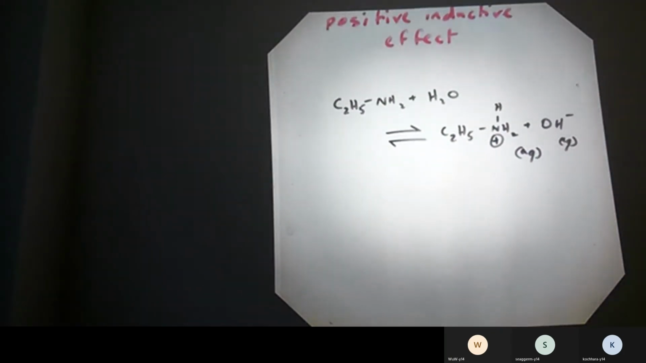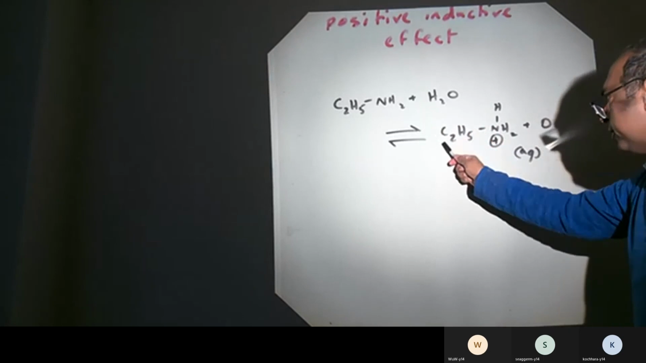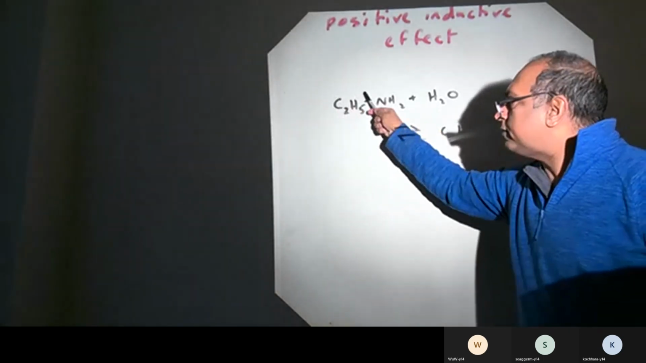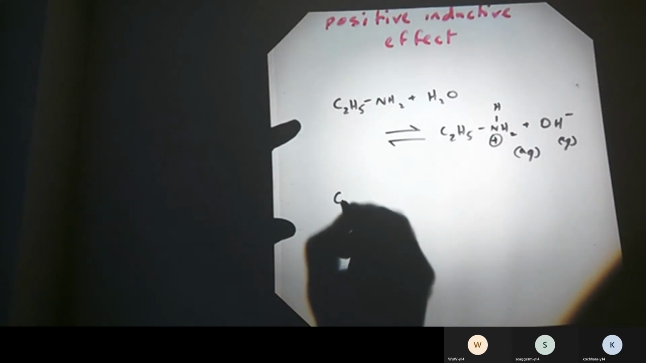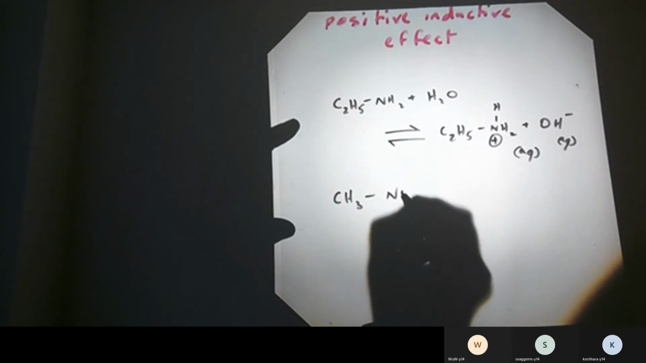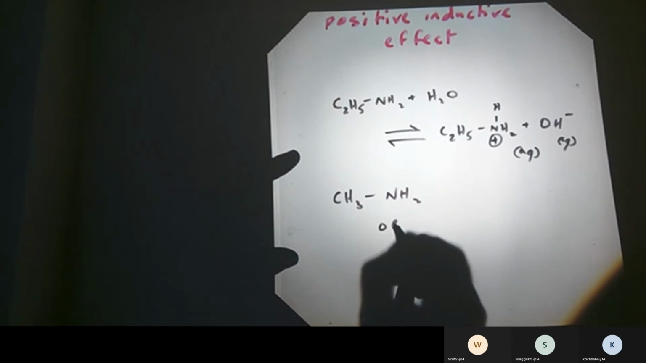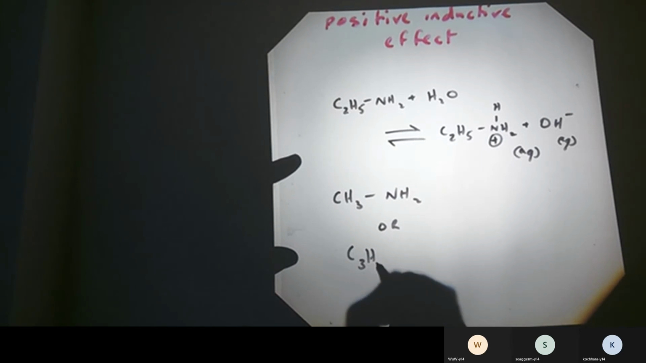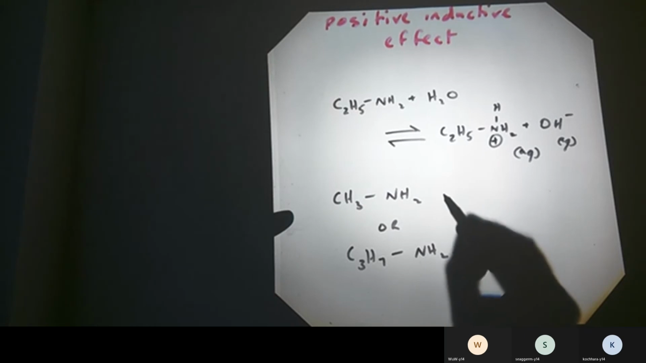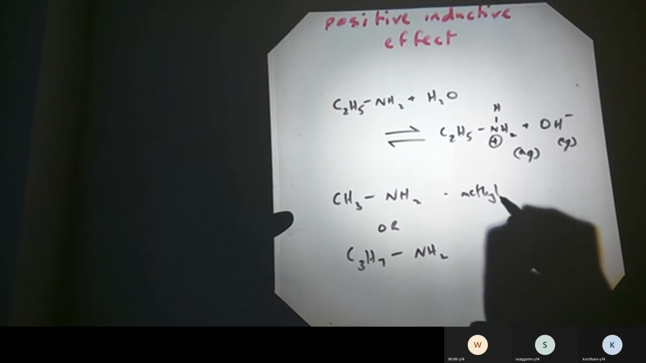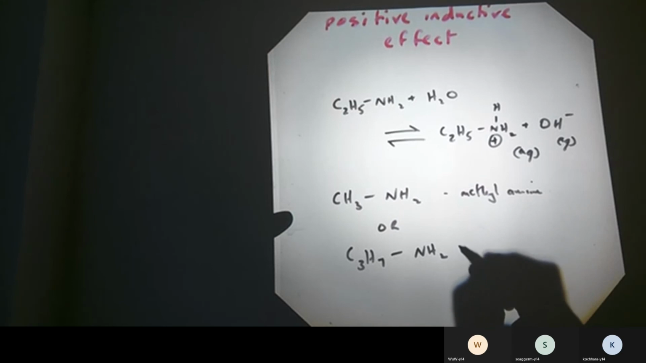So what about secondary amines? Well, actually, before I leave primary amines, let's discuss one more thing. What about the size of the alkyl group? What if you've got CH3 NH2, or what if you've got C3H7 NH2? So that's methylamine, and propylamine.